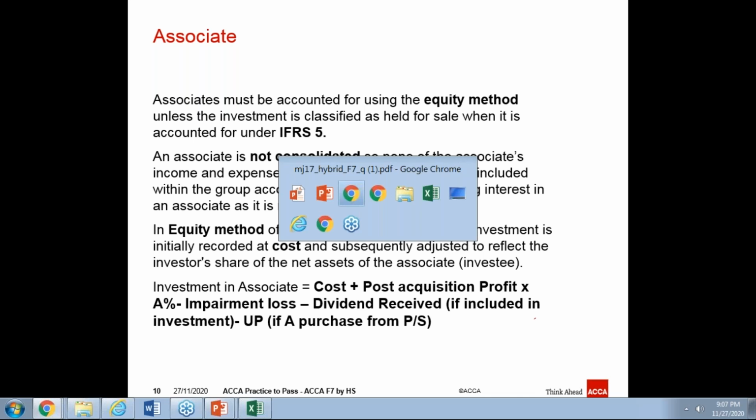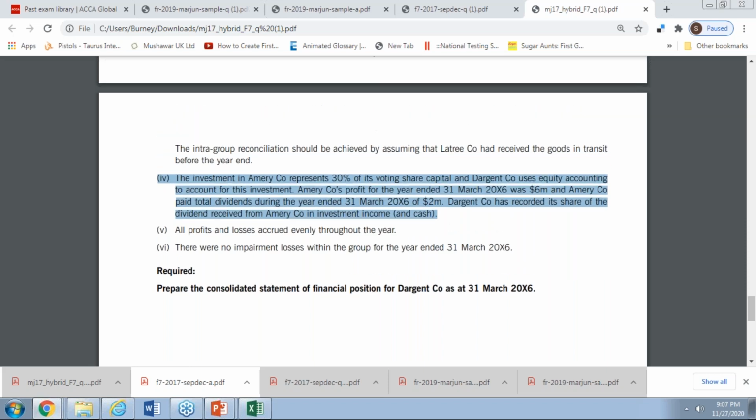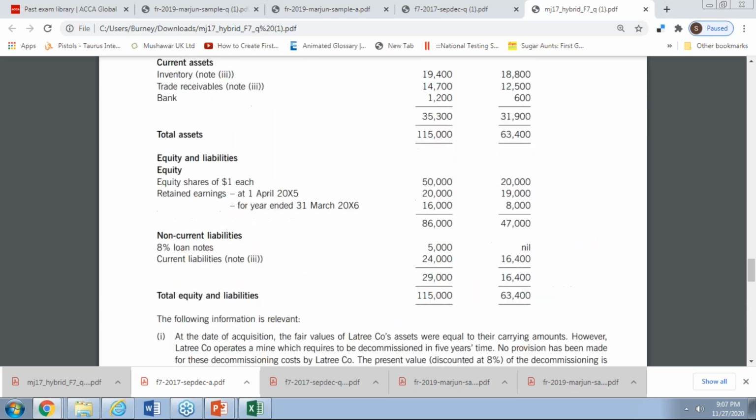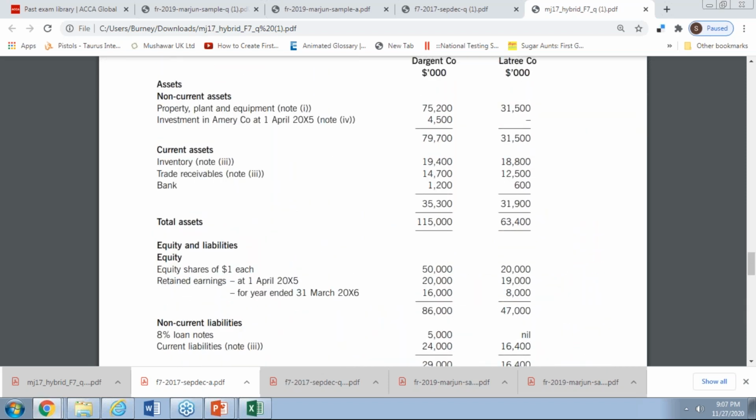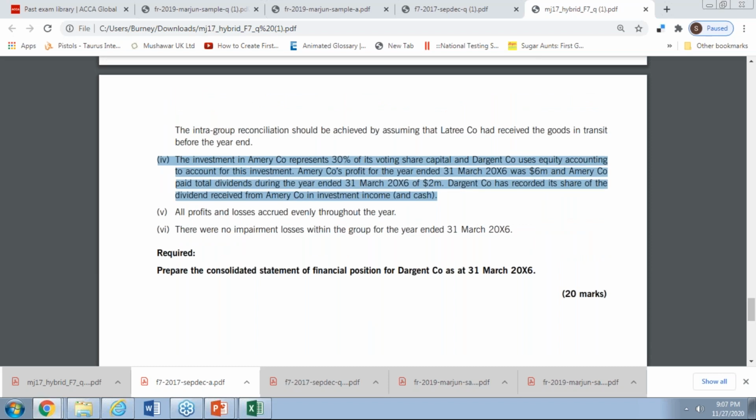So I'm switching towards the notes. So this is the note. Please read it carefully and reply with your answer. Investment in associate is having a value of 4,500 and we have acquired it in April 2005, and now it's March 2006.